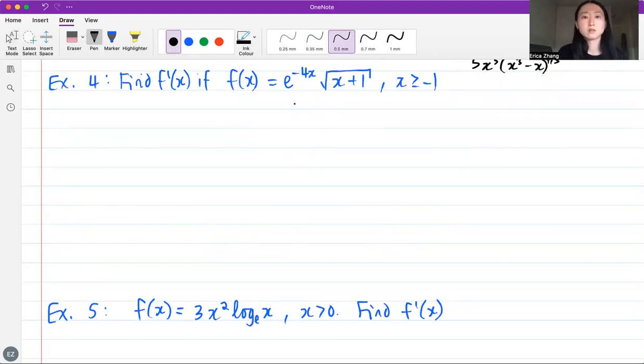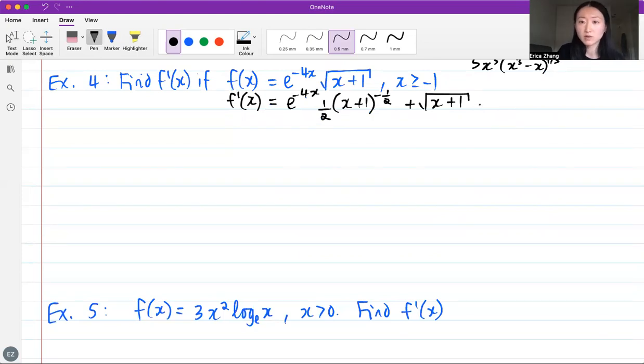Now we have e to the power of negative 4x as our first function, and our second function is square root of x plus 1. Therefore, using the product rule, f prime of x is equal to, so the first function, e to the negative 4x times the derivative of the second function, so a half (x plus 1) to the power of negative a half, plus the second function, square root of x plus 1 times the derivative of the first function, which is e to the negative 4x multiplied by negative 4, right, by the chain rule.